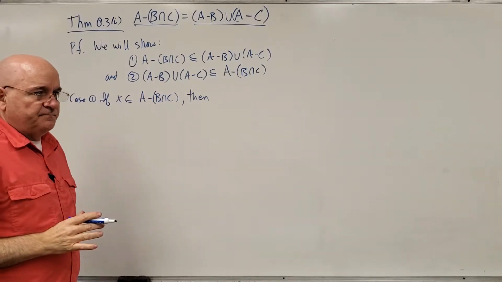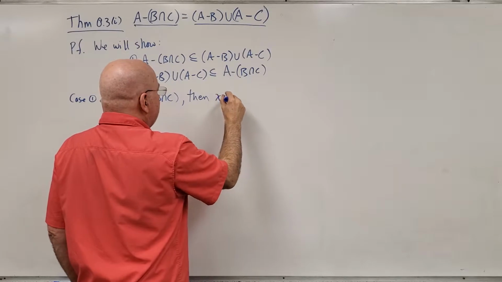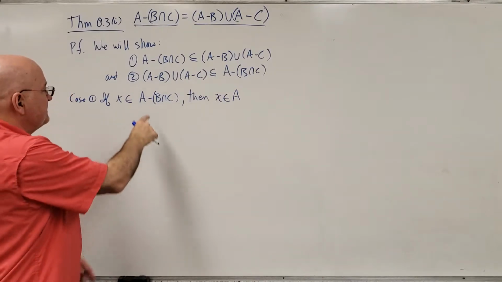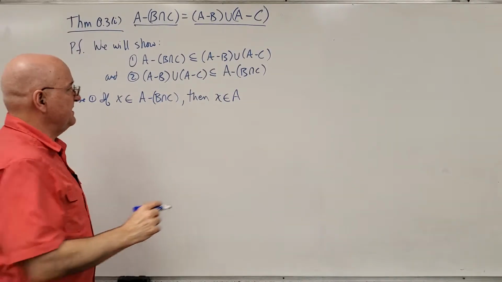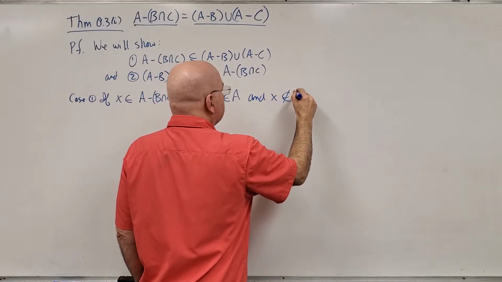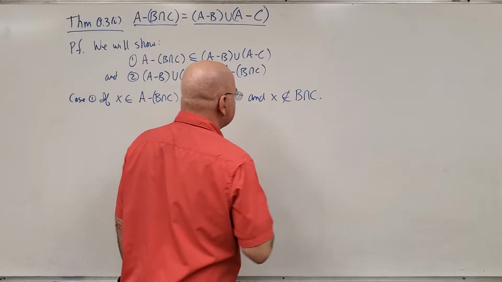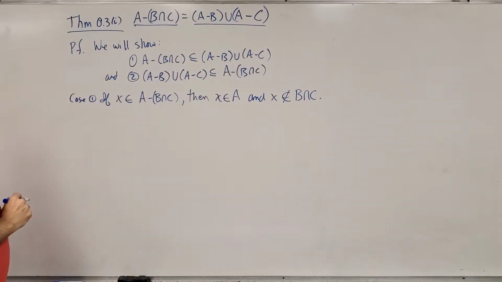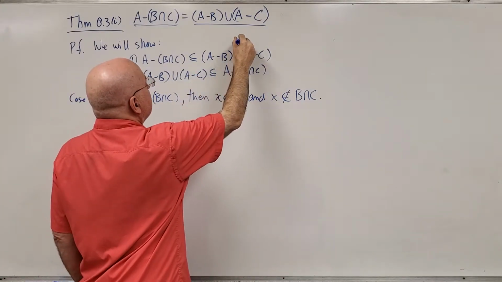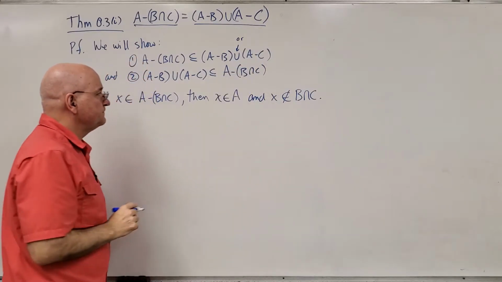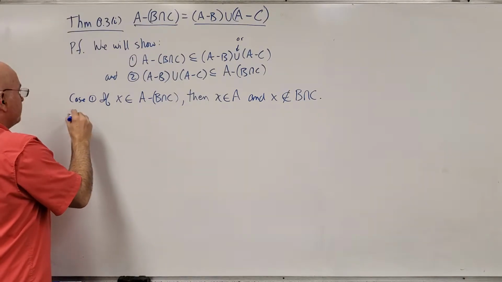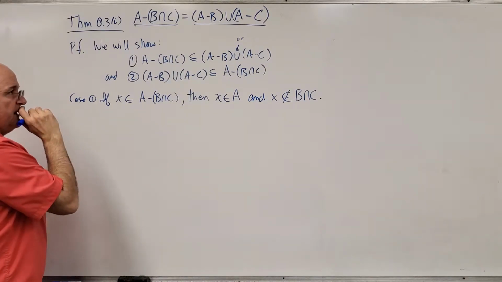then what does that mean? Then x is an element of A, and x is not an element of B intersects C. And what we need to get is it's either in this or in that. It's not in the intersection.